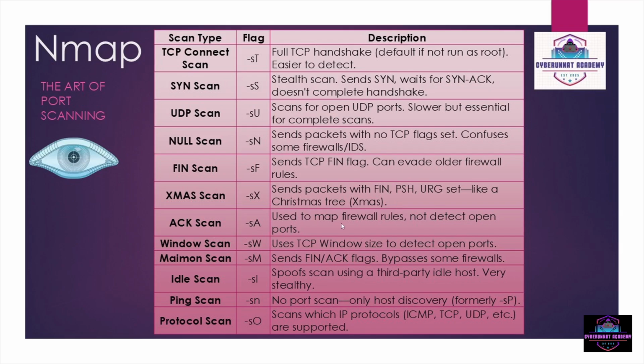ACK scan is used to map the firewall rules, not to detect open ports. It will detect filtered ports. Then the window scan, Maimon scan, idle scan, ping scan, and the protocol scan. Basically, ping scan is used to detect live hosts. Protocol scan can be used to detect which protocols are supported. Idle scan can be used to spoof your IP, using a third party as an idle host. And Maimon scan is for some legacy systems; right now, I don't think there is any use for it. And the window scan uses the TCP window size to detect open ports.